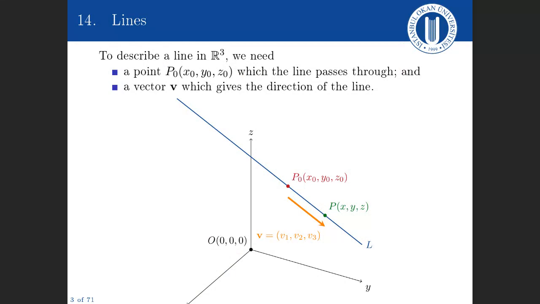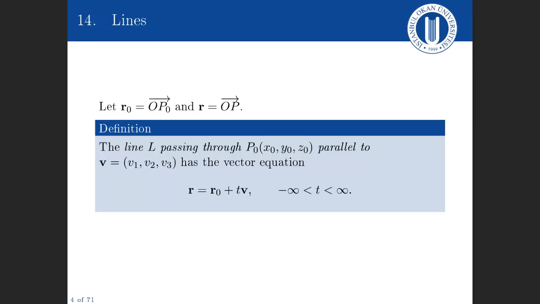We need a point, P0, that the line passes through, and we need a vector which gives the direction of the line. For example, if we let the vector R0 be the vector with initial point O and terminal point P0, and then we let the vector R be the vector with initial point the origin and terminal point P, then we can say that the line passing through the point P0 parallel to V has the vector equation R is equal to R0 plus tV.